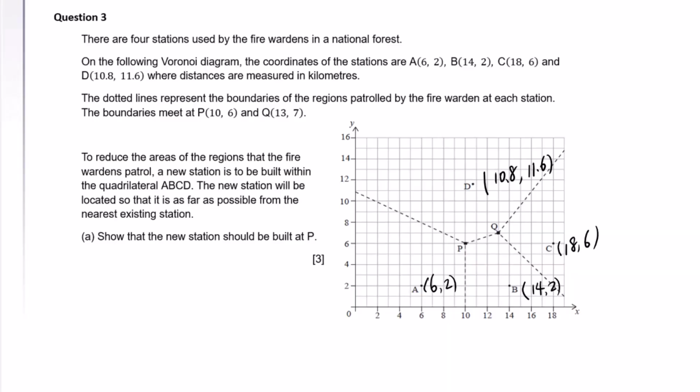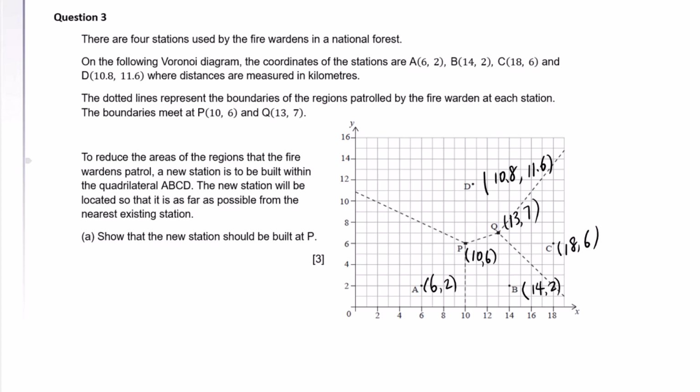There are 4 stations used by fire wardens in a national forest. On the following Voronoi diagram, the coordinates of 4 stations are A, B, C, D, where distances are measured in kilometers. The dotted lines represent the boundary of the regions patrolled by the fire warden at each station. The boundaries meet at P (10, 6) and Q (13, 7).